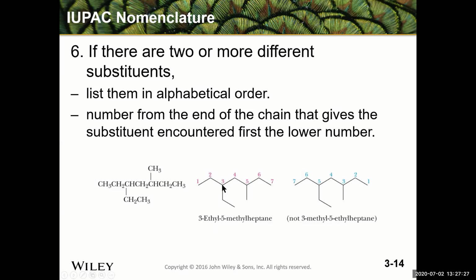So we'd have 3-ethyl-5-methylheptane. We wouldn't number it 1, 2, 3, 3-methyl, 5-ethyl heptane. So we use the numbering system because we get to the alkyl group that is higher in alphabetical order than the methyl group.